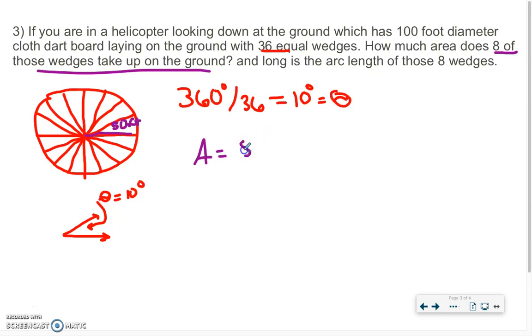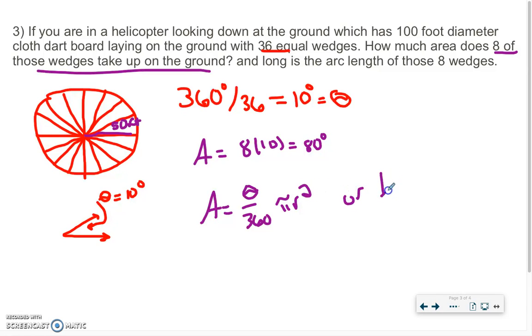If I have 8 of those, my new angle is going to become 10 times 8, which is 80 degrees. So in my picture, this is 80 degrees that 8 sections are taking up, and I want to know the area for that. So the area formula of a sector, if we're doing it in degrees, is theta over 360 times pi r squared. Or if you're doing it in radians, it's 1/2 r squared theta.